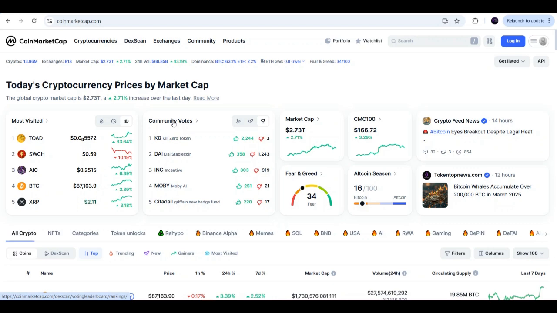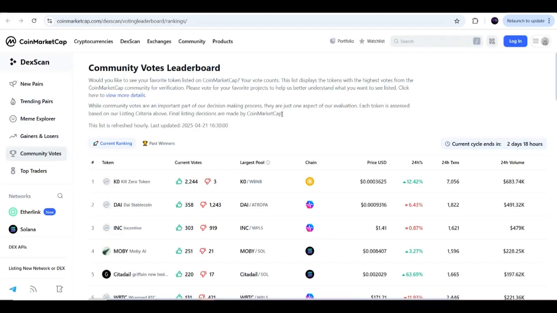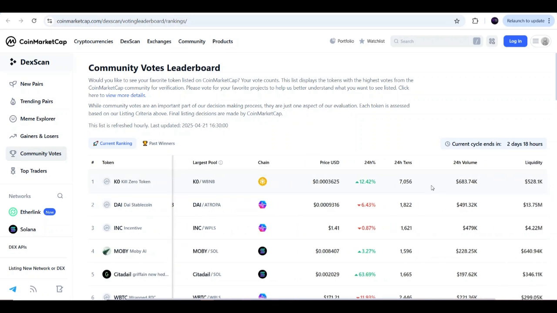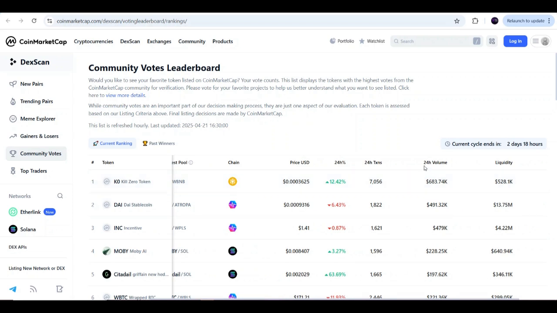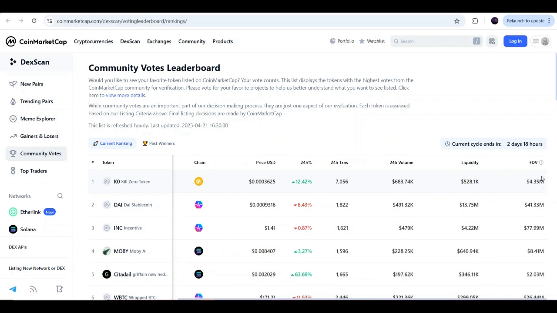Okay, now this cup, you're gonna click on it, and it's the community votes leaderboard. So you're gonna see the action of the community, whether it was positive or negative, and how many likes or dislikes they gave. For example, it shows you the name of the token and the current votes, 2,244 positive, 3 negative, the largest pool, the chain showing what blockchain it is on, 24-hour TXNs, price in USD, 24-hour volume, liquidity, and FDV, which is 4 million. It shows you all the details. The community is also a very important part.